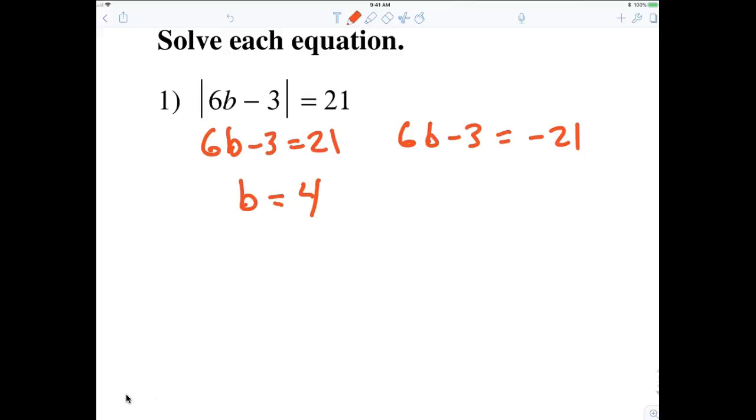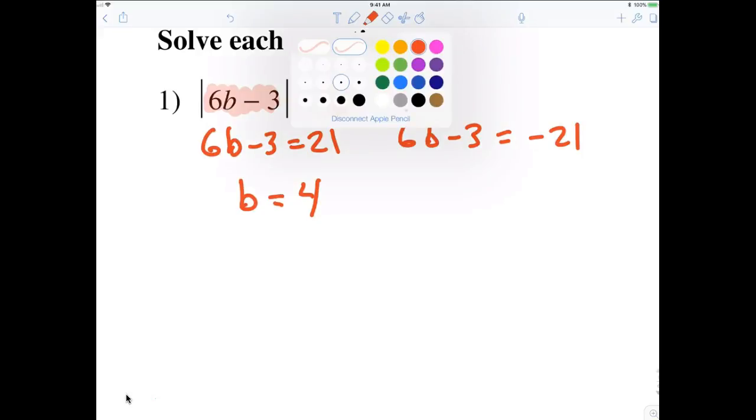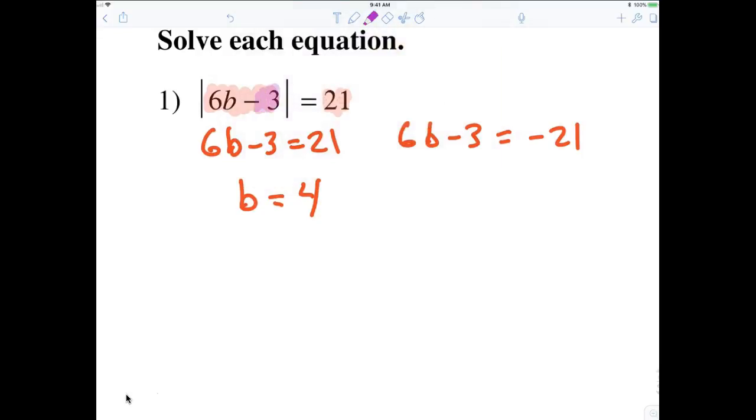All right? All I said was to solve an absolute value equality. The first thing you do is you write what's inside the absolute value and you set it equal to 21. Then you do the same exact thing. You take 6b minus 3, 6b minus 3, and then you set it equal to negative 21. Because the absolute value of 21 is 21, and the absolute value of negative 21 is 21.